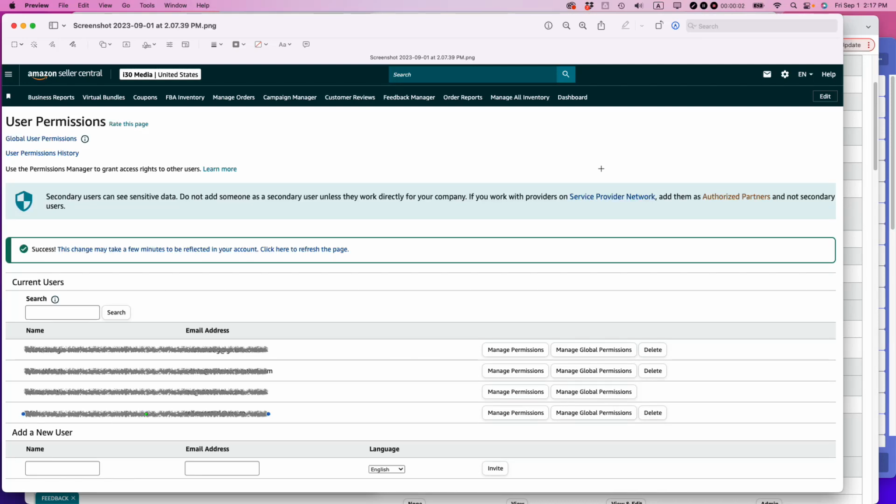Today I want to talk about two huge mistakes Amazon sellers make when they grant access to their Seller Central account to other service providers.